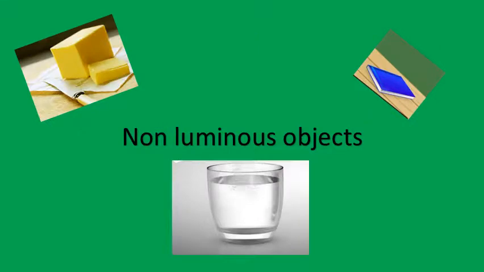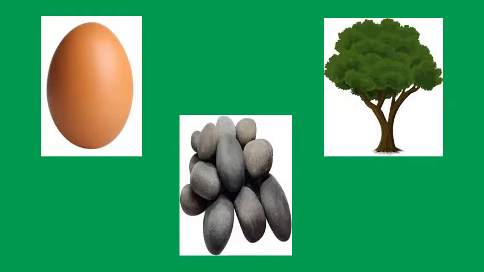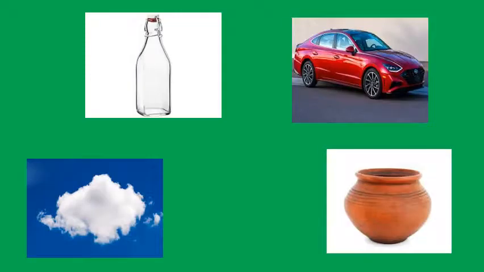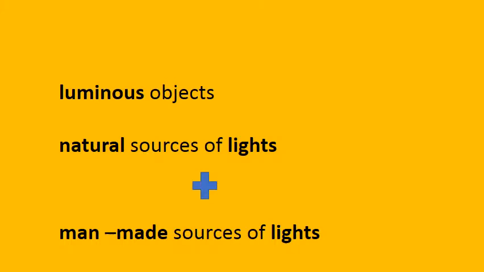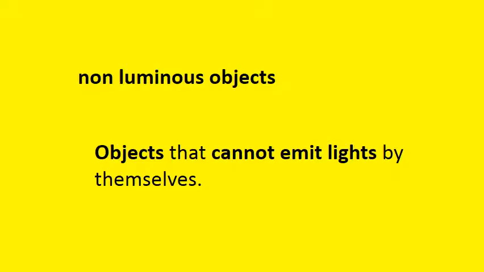Here are some examples of non-luminous objects: egg, tree, stones, glass bottle, car, clouds, pots, flowers, pencils, feathers, animals, and people. Therefore, luminous objects can be divided into natural sources of light and man-made sources of light, whereas non-luminous objects are objects that cannot emit light by themselves.